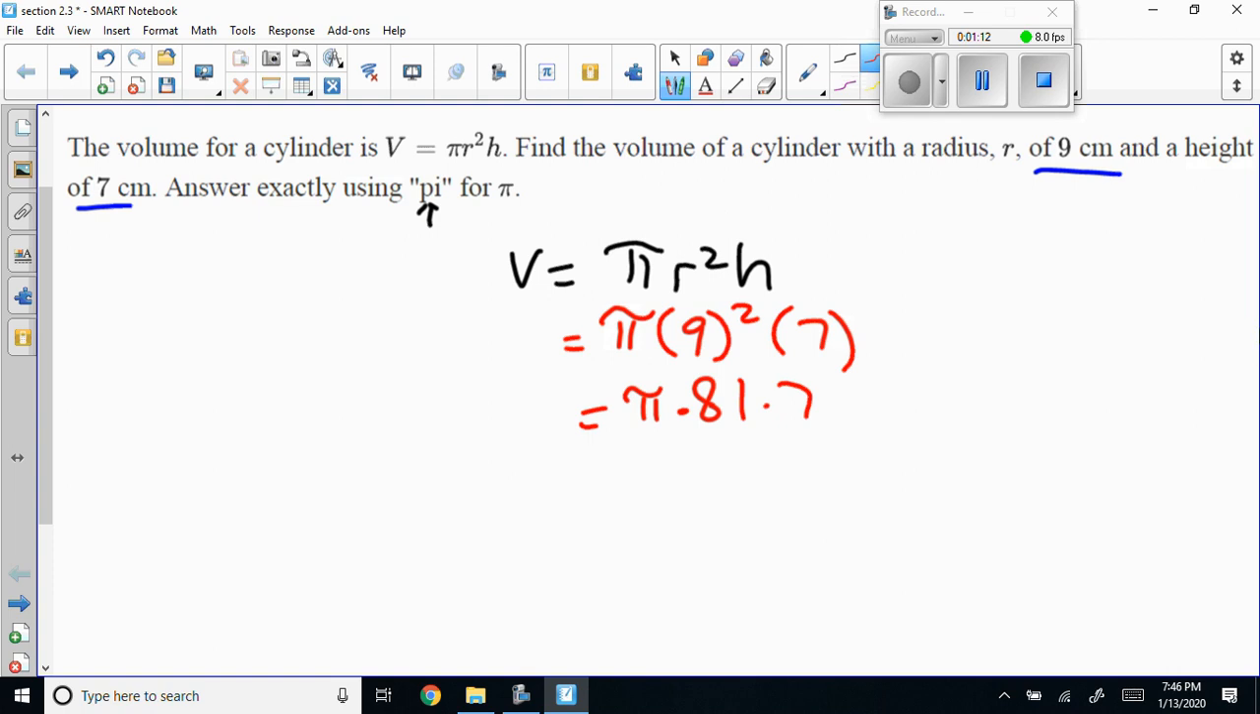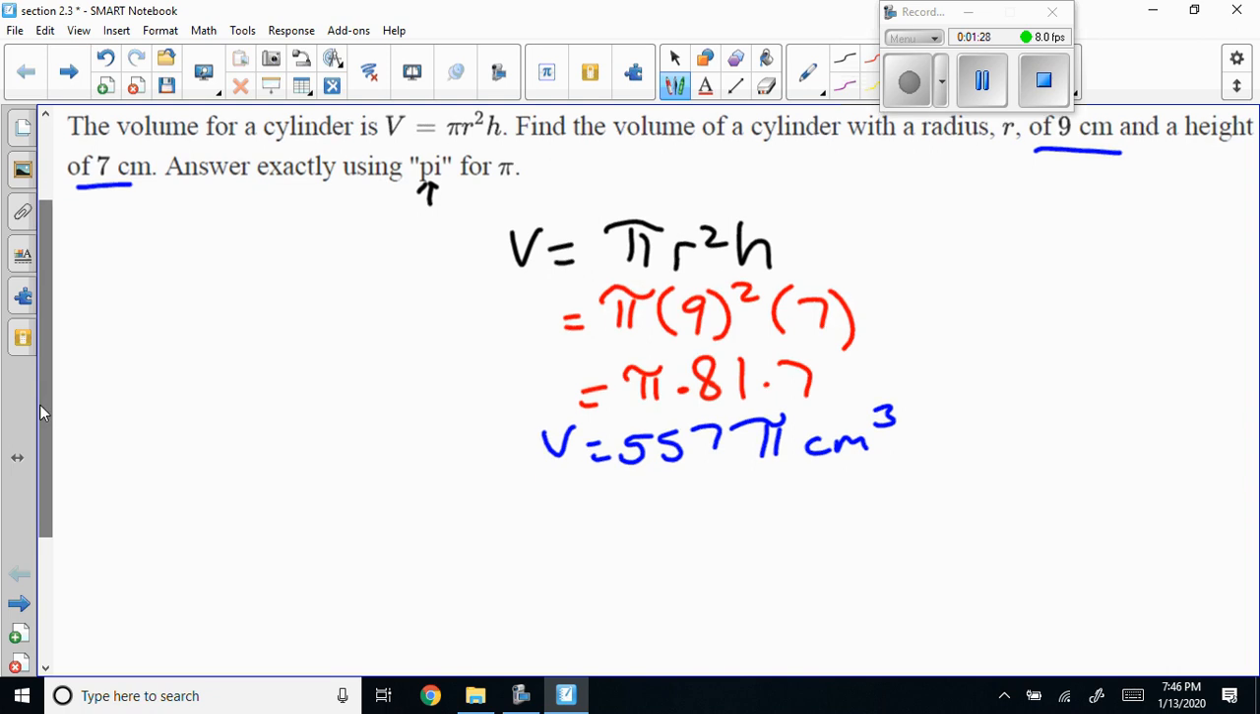What's that going to give you? 557? 557 pi? Do y'all agree? I got 567. Okay, 567. 81 times 7 is 567. That's what we put, right? Okay, good. So 567 pi centimeters cubed.